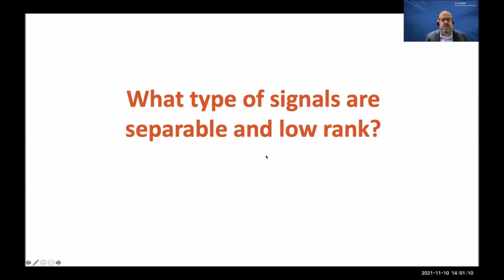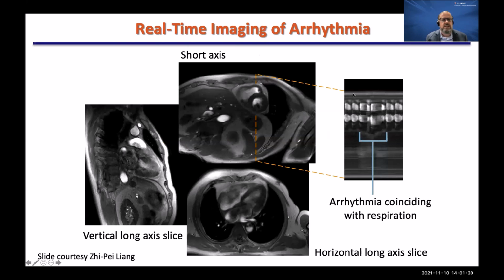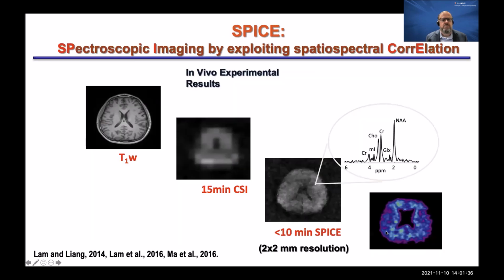So what types of signals are separable and low rank? If we start looking at this to understand what is there, we might look at this cardiac waveform. This has an arrhythmia, which means there's an irregularity in the heartbeat, and this is corresponding with respiration. But this is definitely a partially separable signal. So there's a lot happening here. There's a lot of structure, but this is very well captured in a very low model order situation.